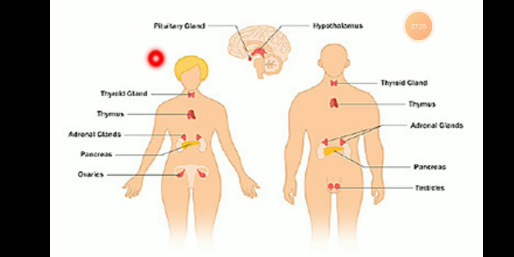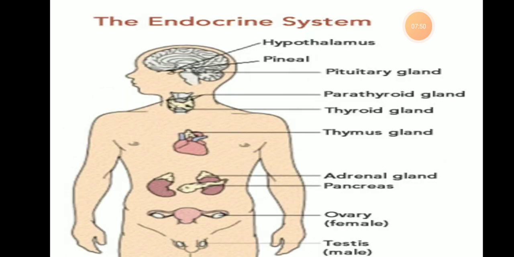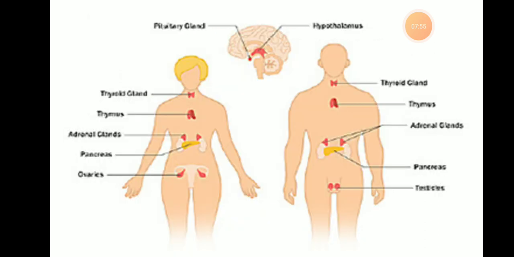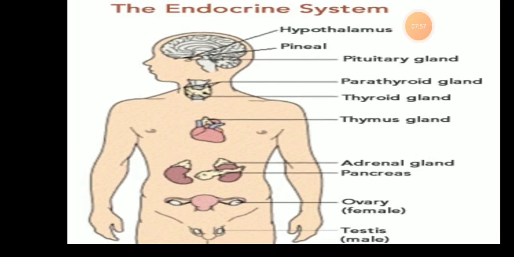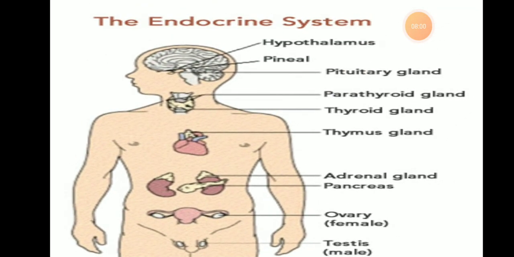This is the thyroid gland in the neck region, thymus on the dorsal side of the heart region, adrenal gland on the kidney region, then the pancreas, that means between the stomach and the duodenum, and the ovaries in the female. Then in the male, again the thyroid gland, thymus, adrenal gland, pancreas, and the testes as the gonad. That means the endocrine system present in the human being consists of some major endocrine glands, in male or female.